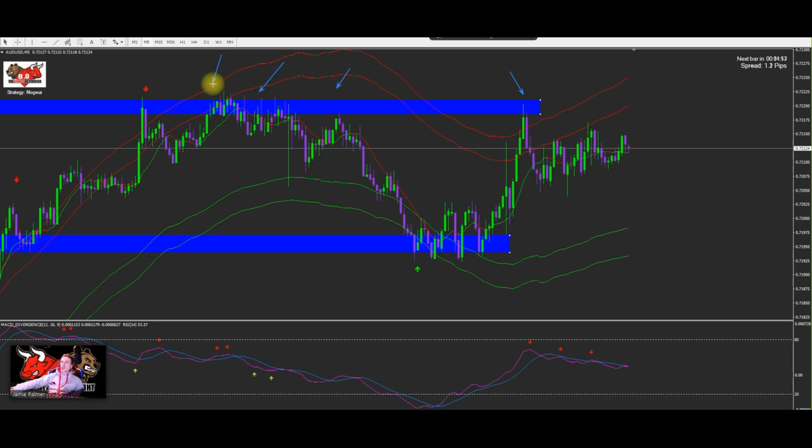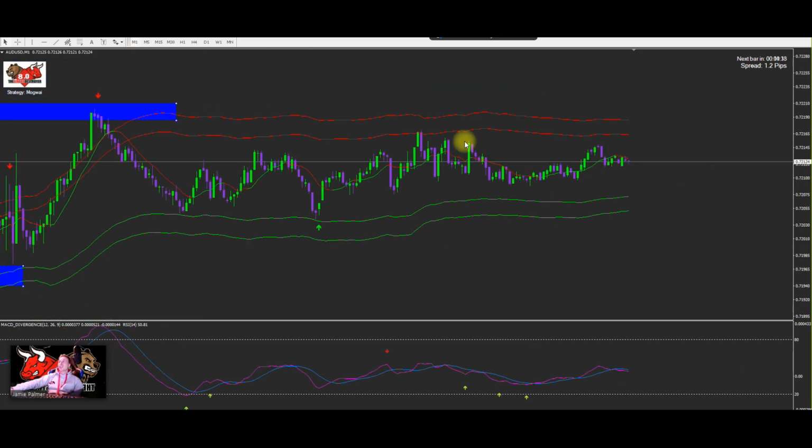Touch, touch, touch, touch. See that? See this area of resistance here? I guarantee if I go over to the 1 minute time frame now, there will be a Mogwai signal at the top just here. Right? Bet you. And there is. Look, look. How did I know that?